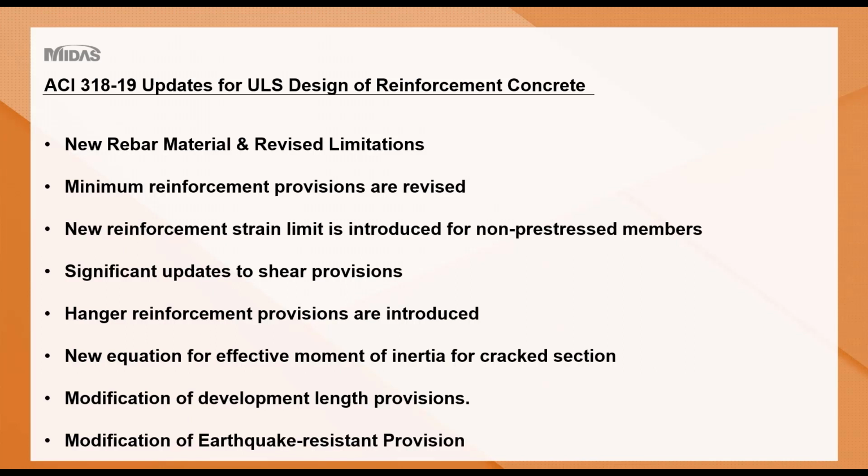1. New rebar material and revised limitations. New provisions are introduced for the use of high-strength reinforcing. ACI318-19 permits the use of grade 690 reinforcement to resist moments and axial forces from gravity and wind load combinations. The use of higher-grade reinforcement raised concerns about serviceability like cracking and deflections, which were addressed through a series of changes for slab and beam minimum reinforcement, effective moment of inertia, and requirements for deflection calculations for two-way slabs. Therefore, the limitations were also revised due to the use of high-strength reinforcing bars.